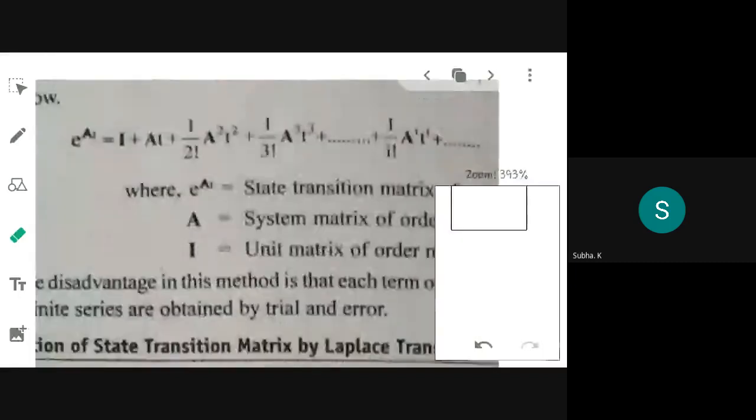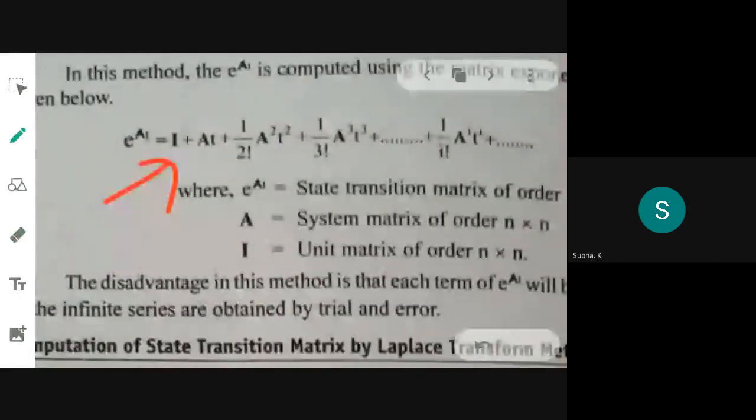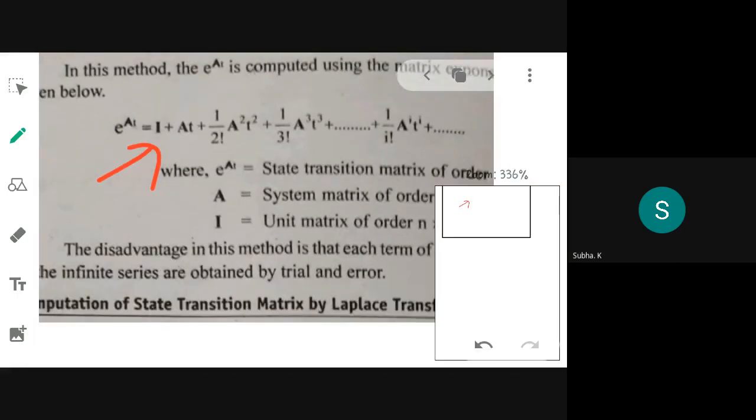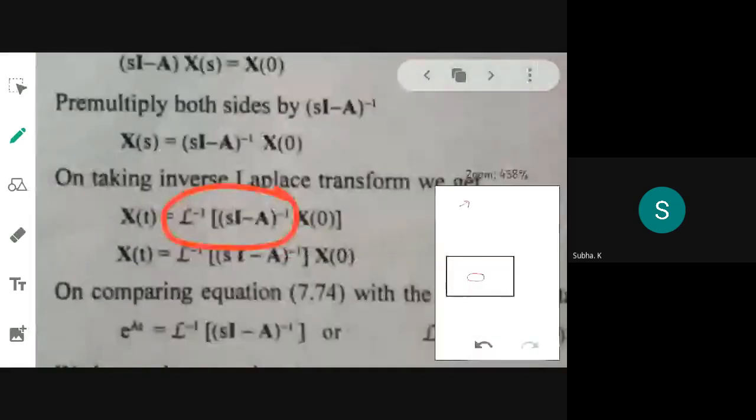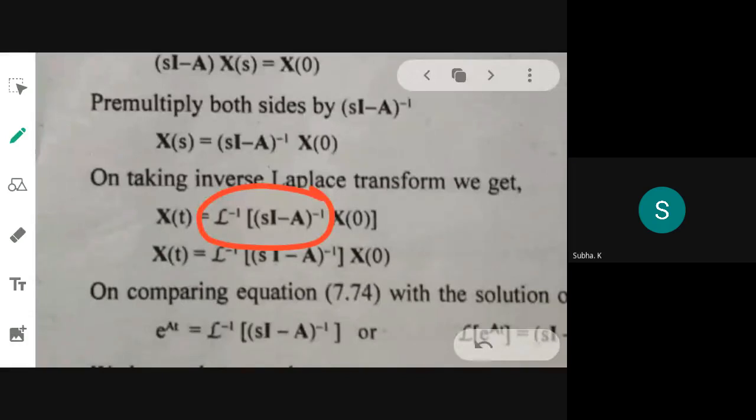the problem. Okay, e power At is equal to I plus At plus 1 by 2 factorial A squared t squared plus 1 by 3 factorial A cubed t cubed, and so on. So that is one formula, the matrix exponential way of computing the state transition matrix. The next formula is L inverse of (sI minus A) inverse. Take down these two formulas, then we'll proceed to solving the problem. Have you taken down? Yes, ma'am.